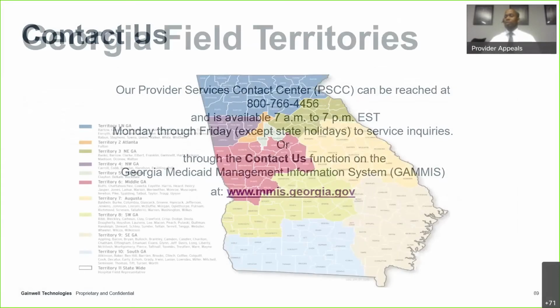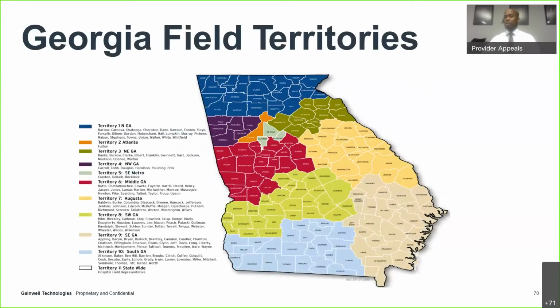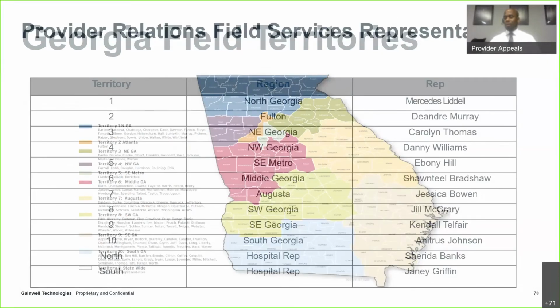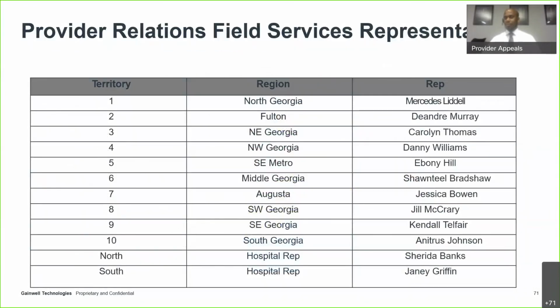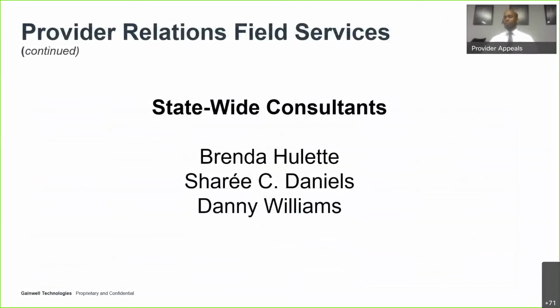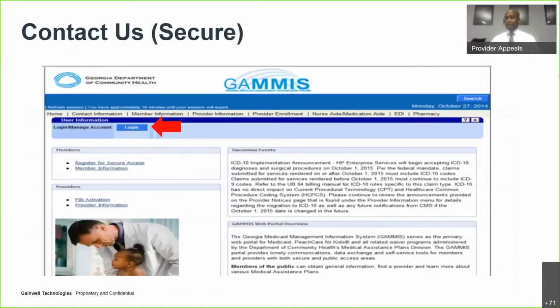Here is a map of the state of Georgia. The state of Georgia is color-coded by territories. Those territories have field reps available in those territories. And here is a list of all the field reps. And here is a list of the statewide consultant reps.